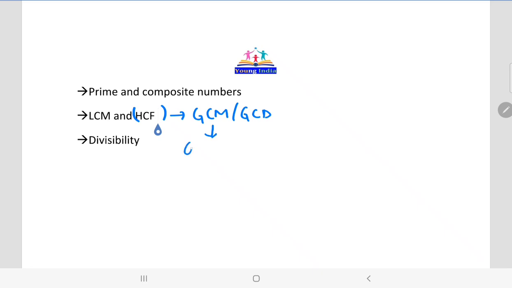GCM means greatest common multiple. If you just see, I told LCM means least common multiple, whereas GCM means greatest common multiple. So GCD means greatest common divisor.